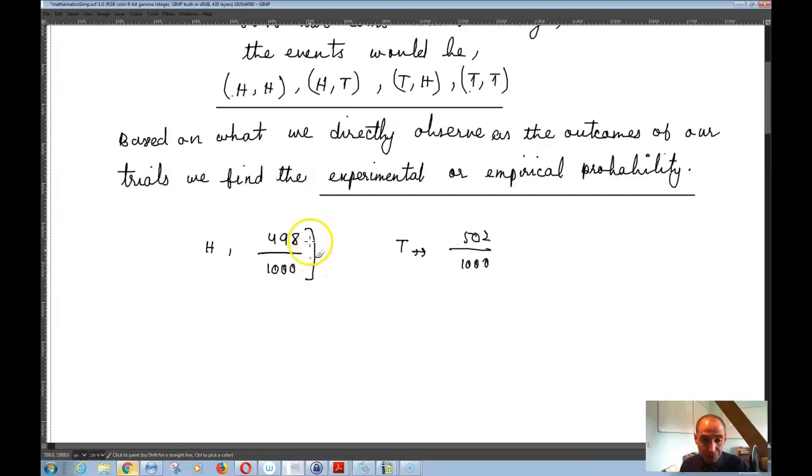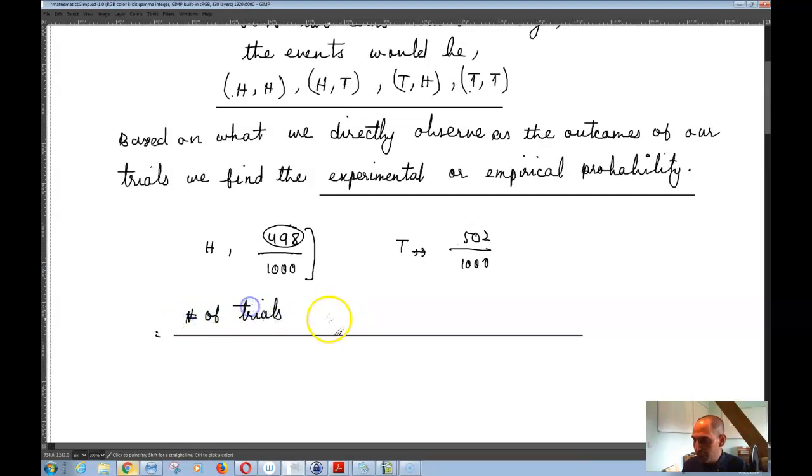So how did I find this experimental or empirical probability? I can call this number the number of trials in which the event happened.